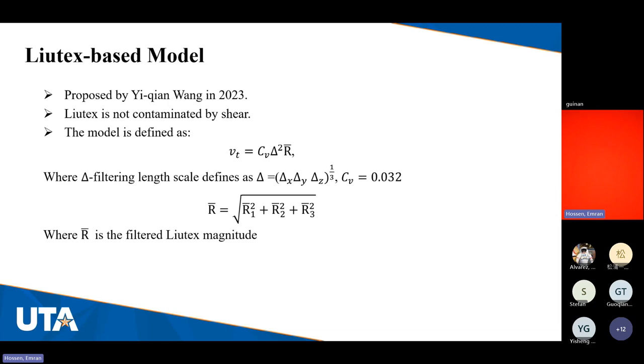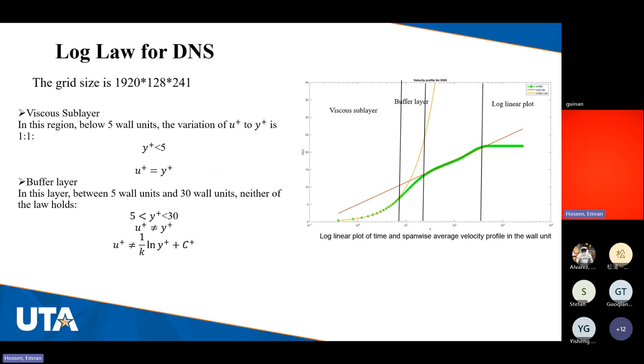Let me just recap the Liutex-based model. I'm sorry, I'm taking a little time. So again, the Liutex-based model is C nu del square R bar, where R bar is nothing but the Liutex components squared. I'm sorry, I thought I didn't explain that well the first time. So that's all my presentation.